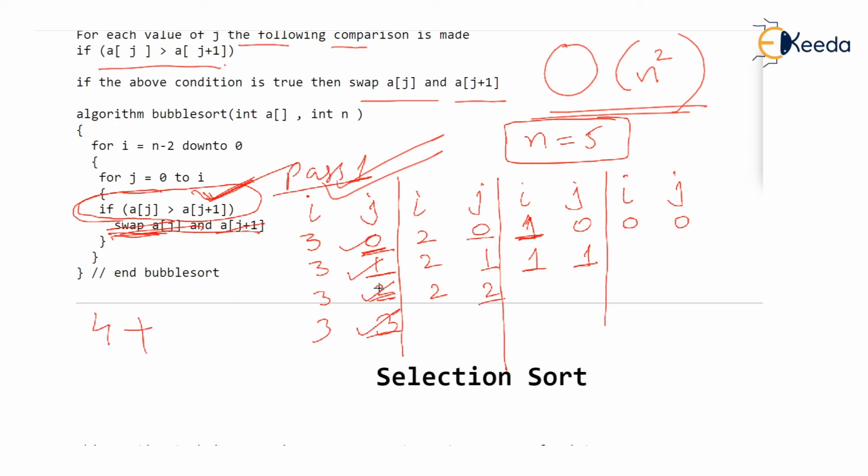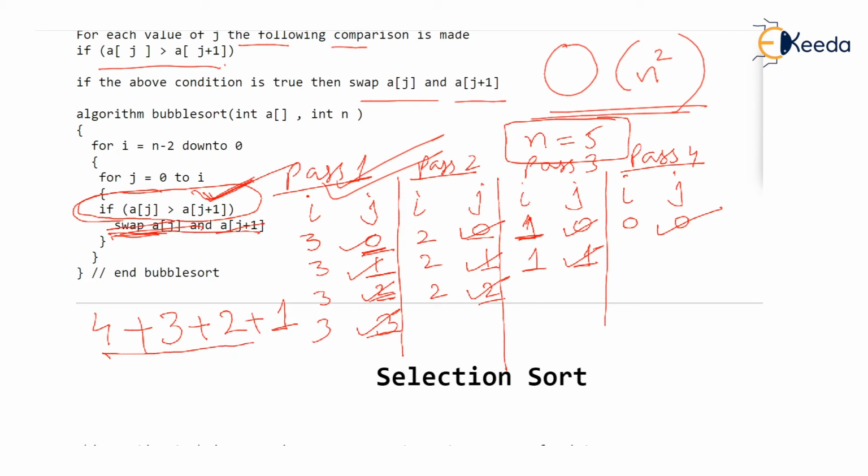In pass number 2, the number of comparisons done were 1, 2, 3. Okay, 3 comparisons. In pass 3, the number of comparisons done were 1, 2. Okay, 2 comparisons. And in pass 4, the last n minus 1th pass, isn't it? Last pass, 1 comparison was done. So 4 plus 3 plus 2 plus 1 comparisons. This is when n is 5, the size of the array is 5. Then so many comparisons were done.